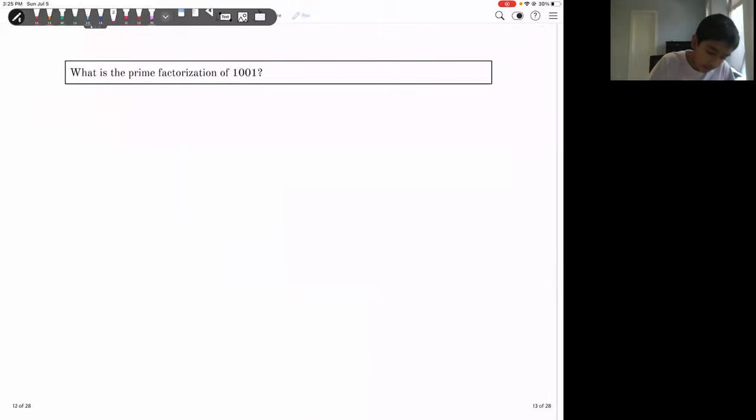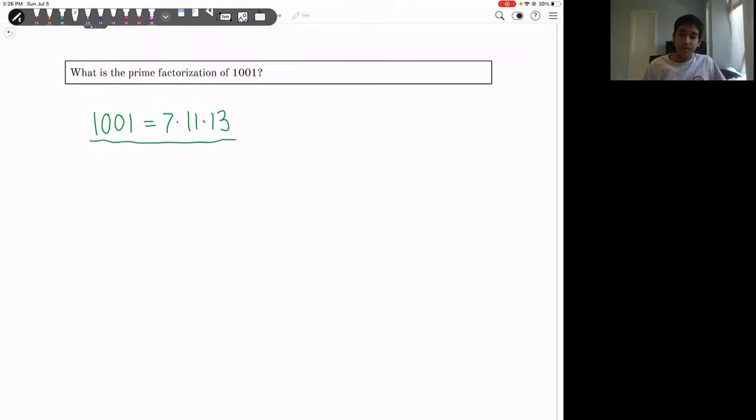So what's the prime factorization of 1001? At first, after some experimentation, you may think this is prime, but it actually isn't. And it's a prime factorization that comes up pretty often on the AMC 8. So you should probably just memorize it. 1001 is equal to 7 times 11 times 13. And you can check for yourself that this is indeed true. This is something you should just memorize because it's really hard to actually come up with. So just memorize this prime factorization because it may come up. Any questions on this?